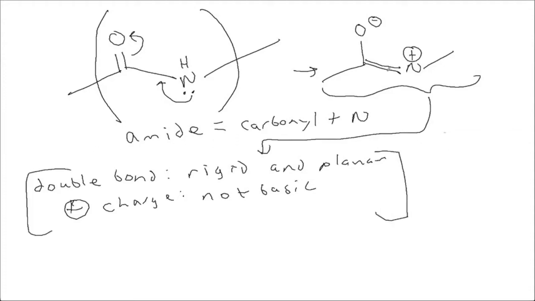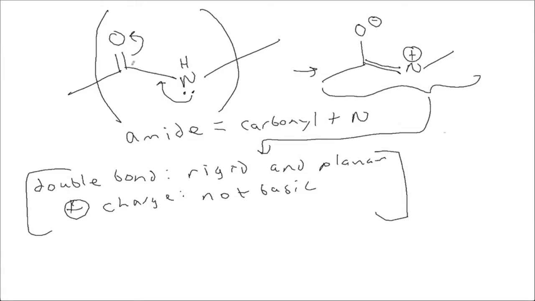So this resonance structure is interesting in 3 ways. Because it has a double bond, it makes the bond rigid and planar, because double bonds are rigid and planar. And because it has a positive charge, it makes the amide not basic, because things with positive charges are not basic. So the point is, none of those characteristics could be guessed from the normal resonance structure.